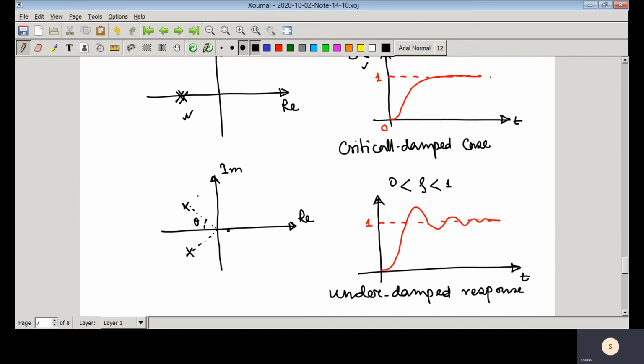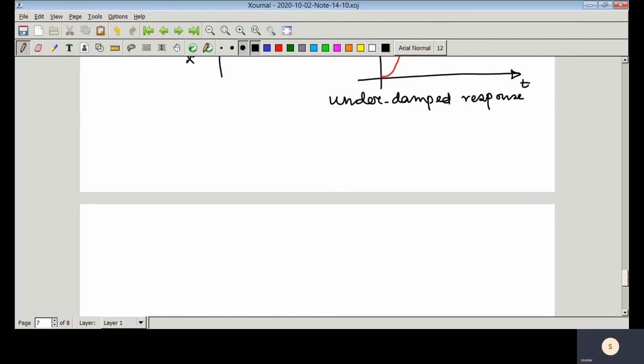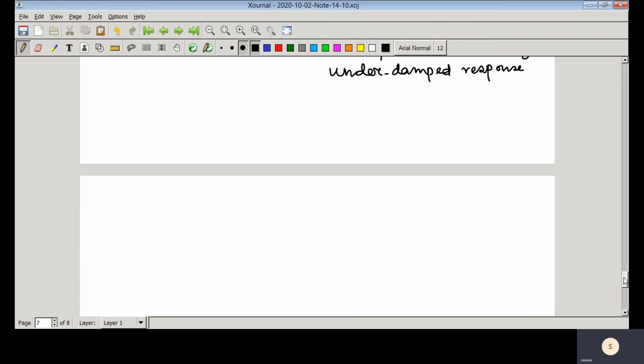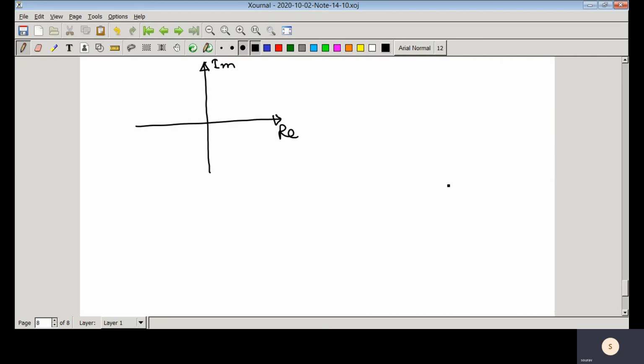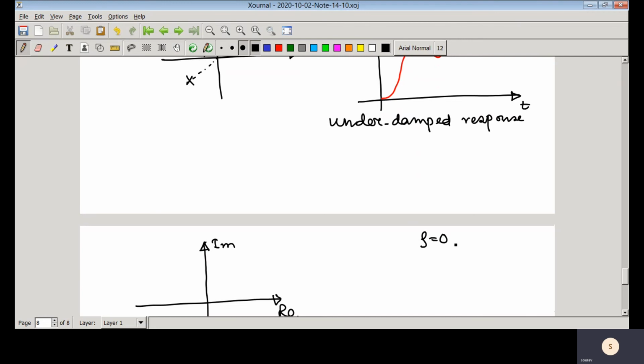And you look at the pole location, so both of them are actually complex conjugate poles. So now let us see what happens in case of the undamped situation. So here you have the real axis, imaginary axis. So this is the case whenever zeta equal to 0.